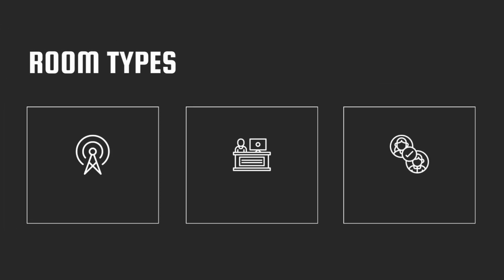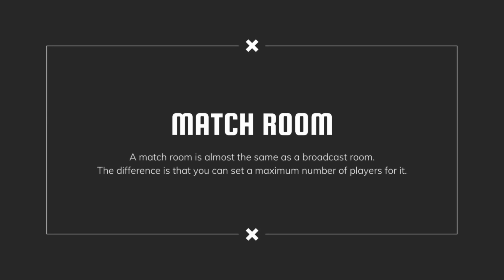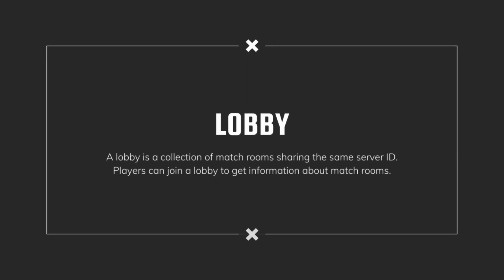In episode 1, I mentioned three room types: broadcast, lobby, and matchroom. To make a matching system, we need to use the lobby and the matchroom. A matchroom is almost the same as a broadcast room. The difference is that you can set a max number of players for it. A lobby is a collection of matchrooms sharing the same server ID. Players can join a lobby to get information about matchrooms.